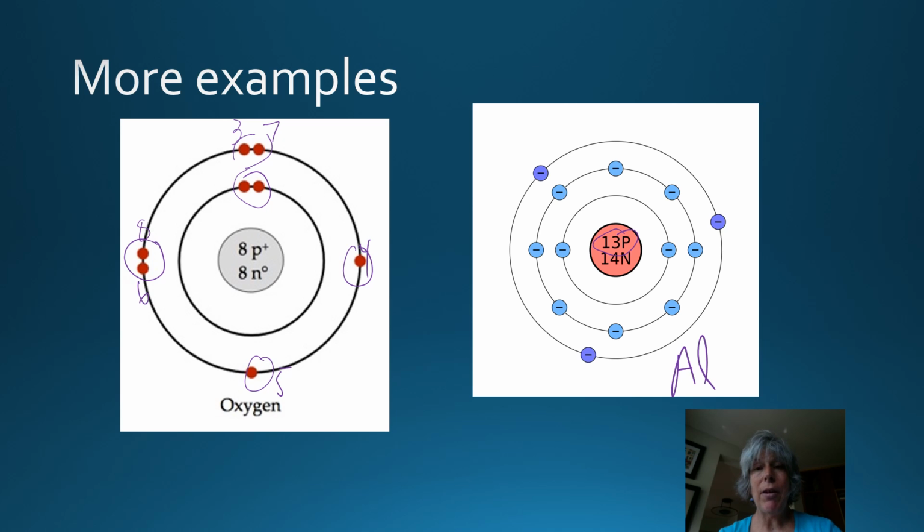So this is a diagram of aluminum with 13 protons, 14 neutrons, because it has a mass of 27, which is equal to the total particles in the middle, and then 13 electrons. So you get 2 electrons on the first ring, you get 8 electrons on the second ring, and then your final 3 electrons go on that outside third ring.